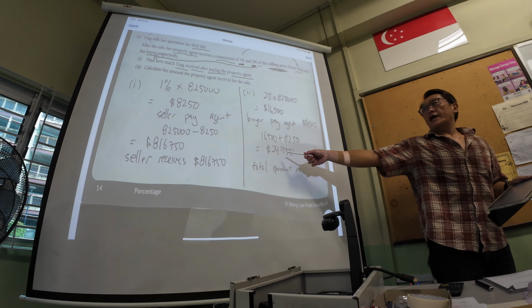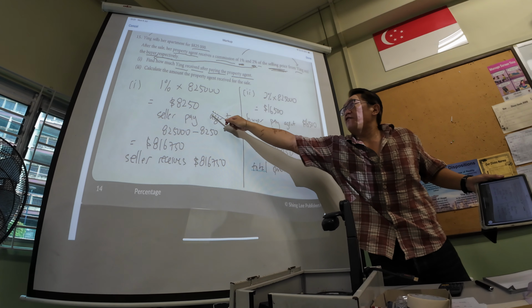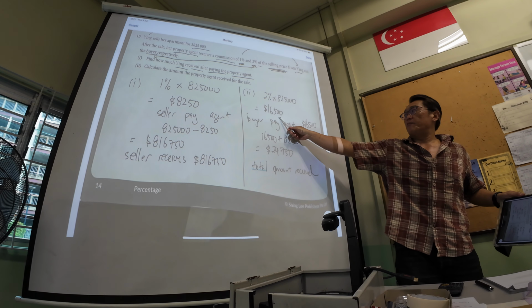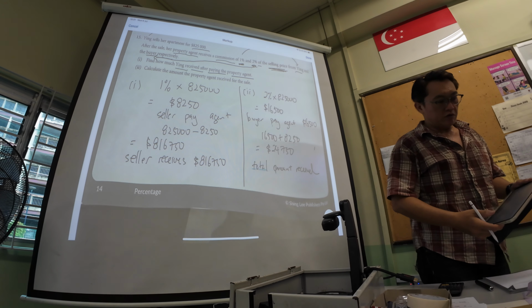Okay, so altogether the agent receives 8,250 from the seller and 16,500 from the buyer, so altogether 24,750.